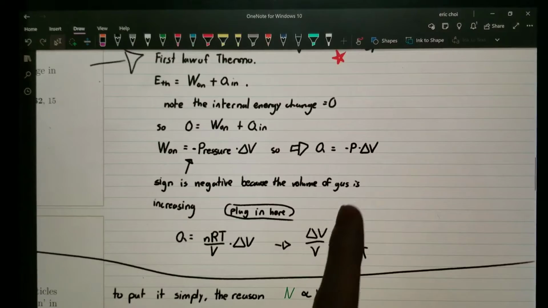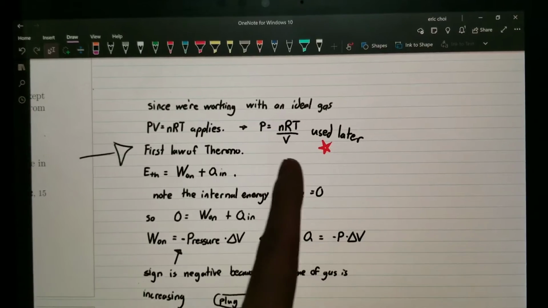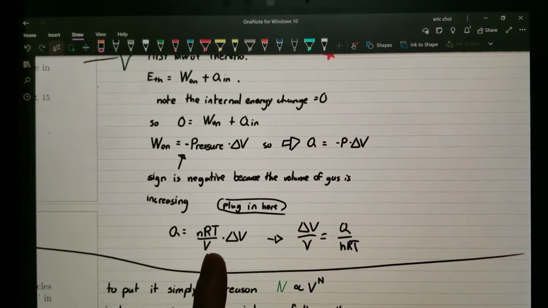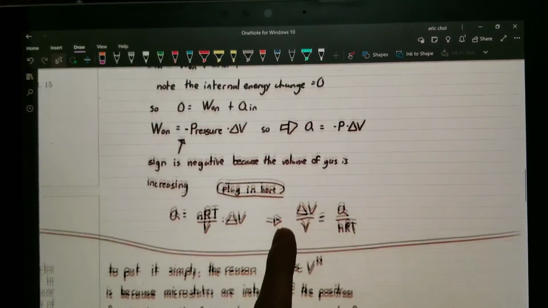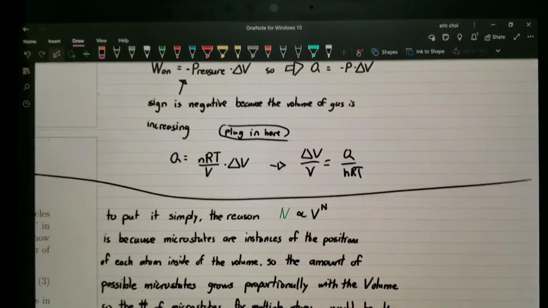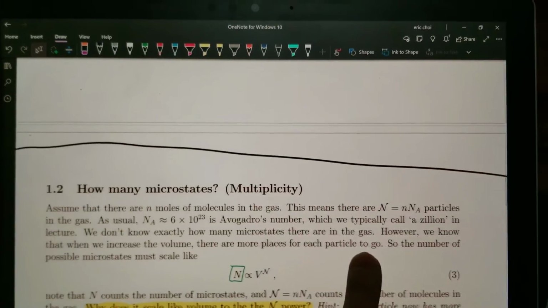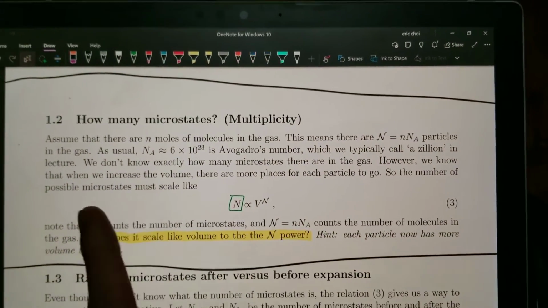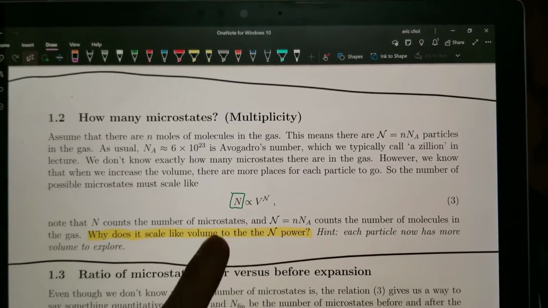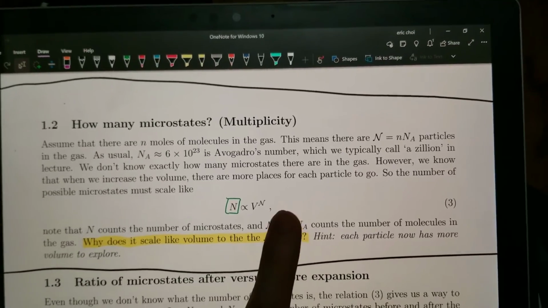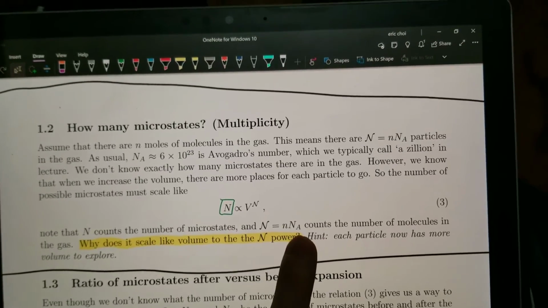Now using that P right there, we can plug in this form of the ideal gas law right here to find that Q is equal to nRT over V times delta V. And you can ignore this part right here since, again, it will be used later. Now that we solved that part out, we can finally go on to step 2, which is explaining why, when the volume increases, this scales with volume to the power of curly n, which is equal to n times Avogadro's number.